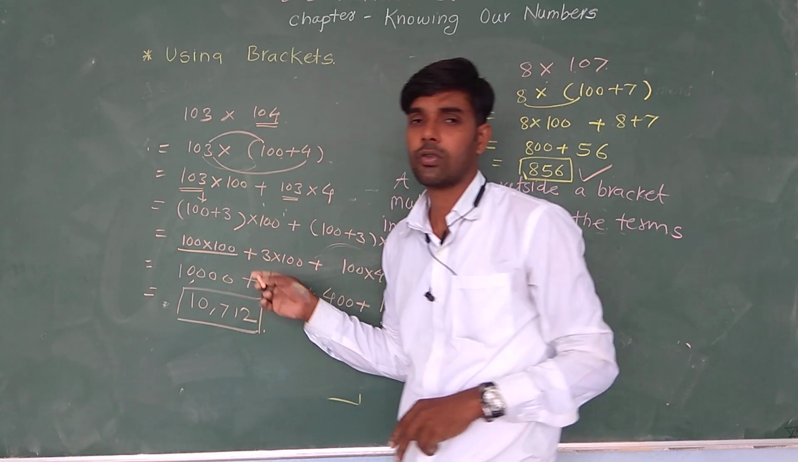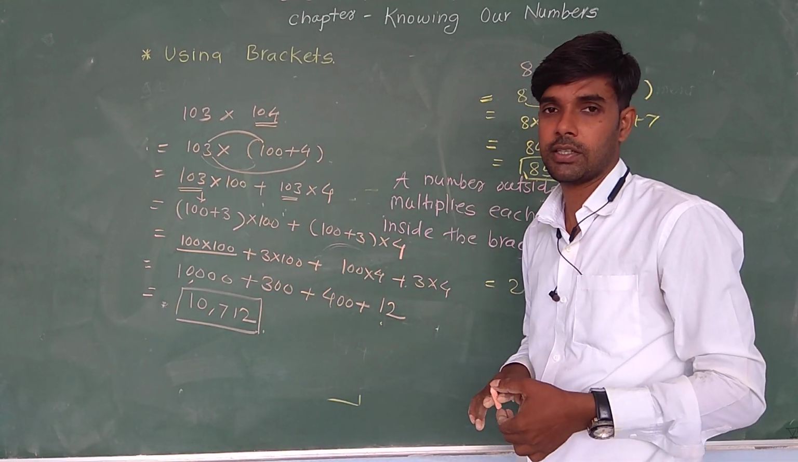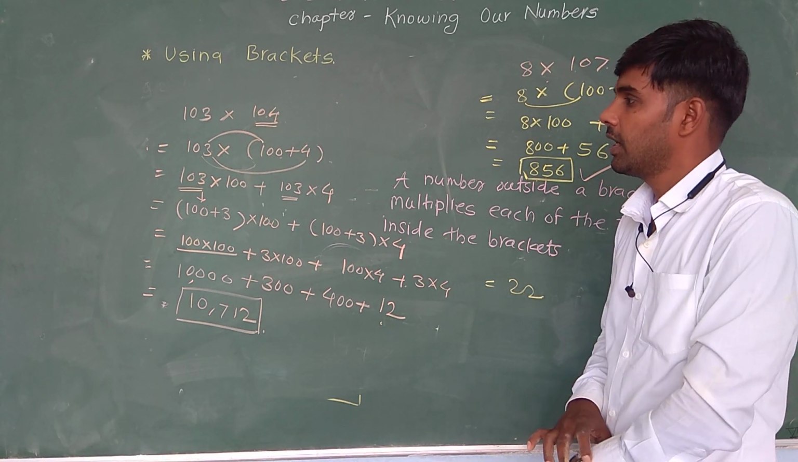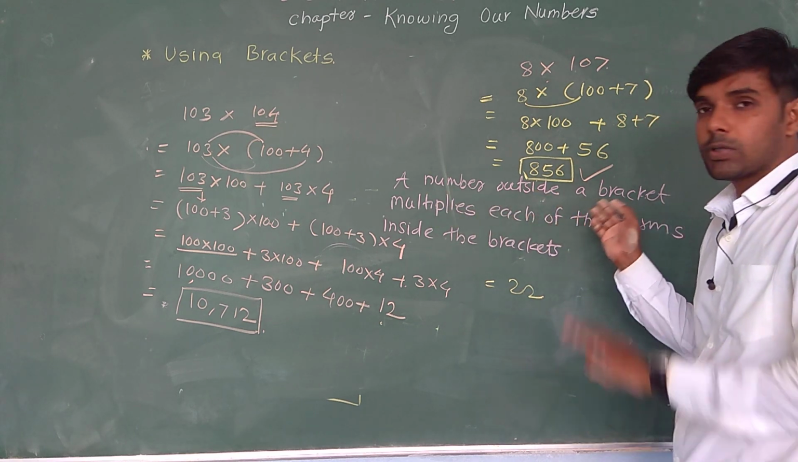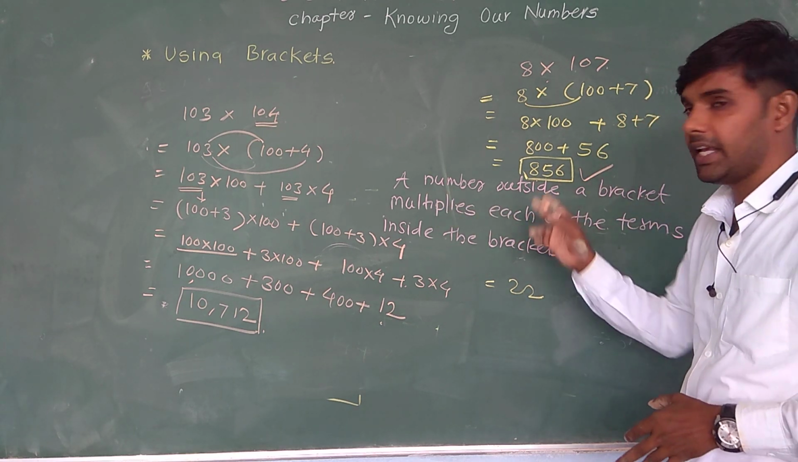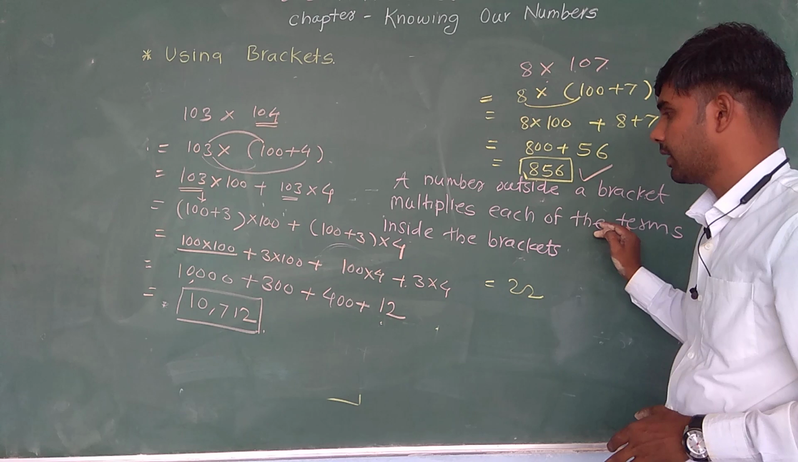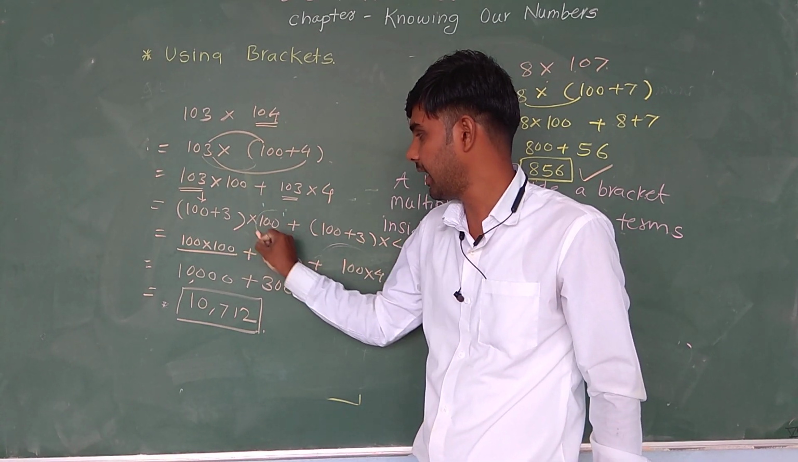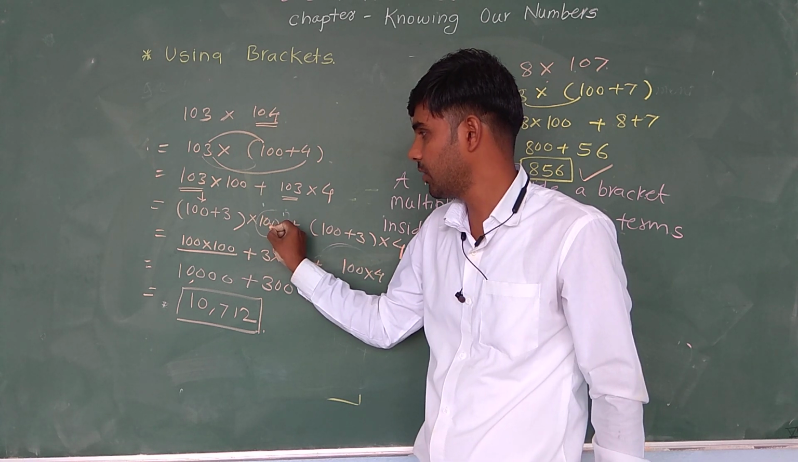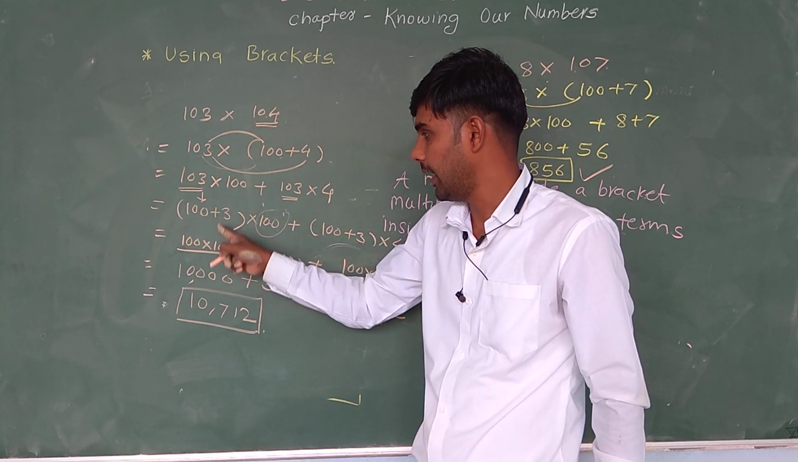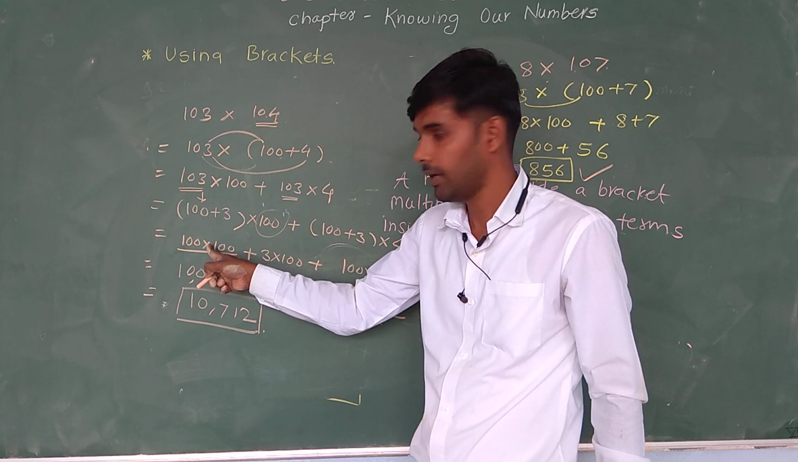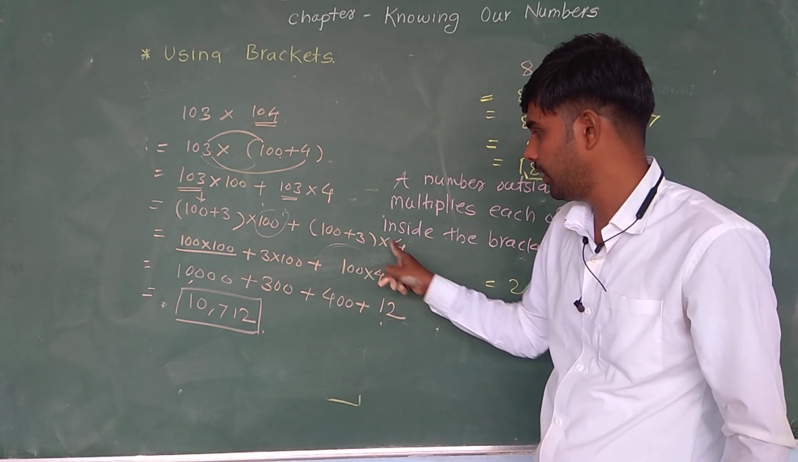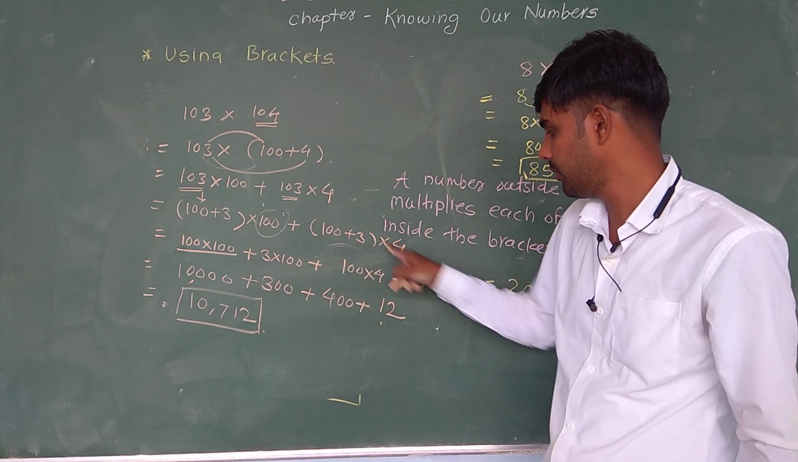Got it? So how to solve these types of questions? You have to use the distributive law. That means a number outside the bracket, you have to multiply with each number or term inside the bracket. Like this, outside the bracket there is 100, and by this 100 you have to multiply 100 and also 3. 100 into 100 plus 100 into 3. Again plus, 4 into 100 plus 4 into 3.